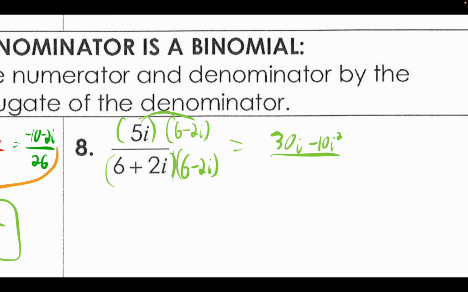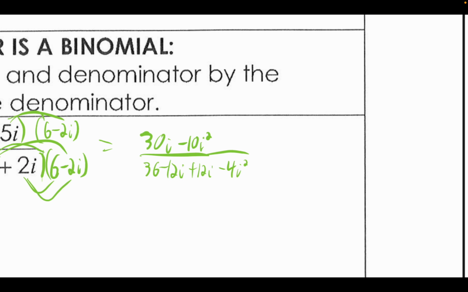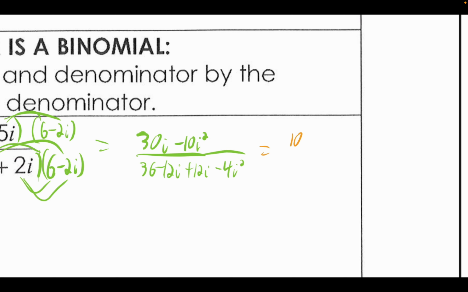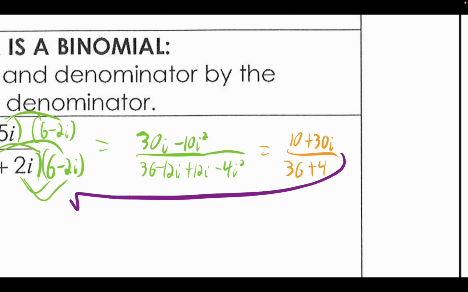On the bottom, as we do this, we end up getting 36 minus 12i plus 12i minus 4i squared. So on the top, this is positive 10 plus 30i, as negative 10i squared is really positive 10. On the bottom, the negative 12i and positive 12i zero out, and the negative 4i squared is really plus 4. So as we combine those on the bottom, we end up having 10 plus 30i over 40.